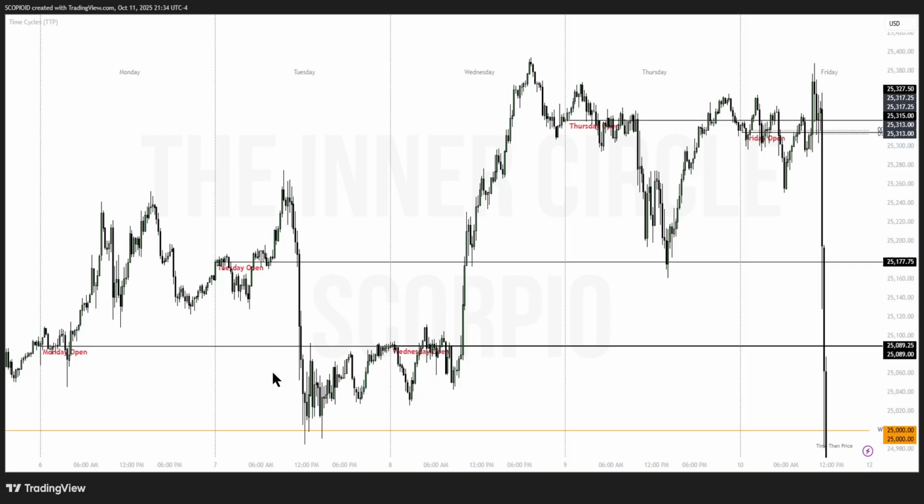So you can see how, knowing what happened on Monday, we can anticipate what's going to happen on Tuesday, and what happened on Tuesday, we can anticipate what happens on Wednesday. And when we see what happened on all these 3 days, we can anticipate what happens on Thursday and Friday.